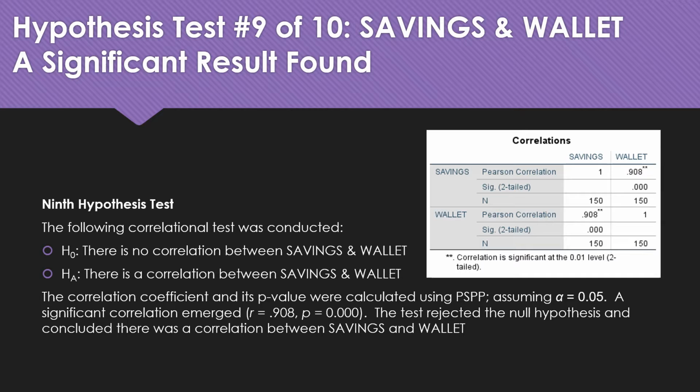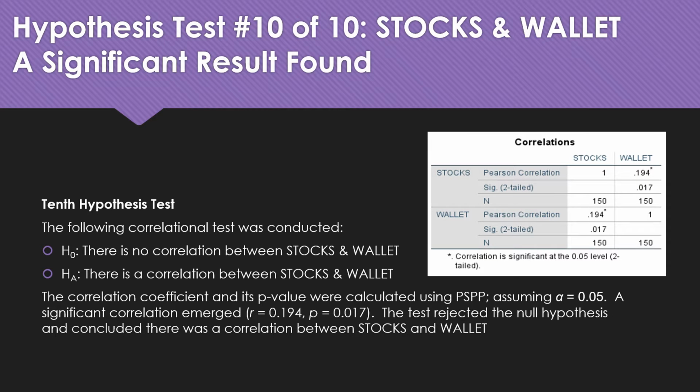The correlation coefficient and its p-value were calculated using PSPP. Assuming alpha was equal to 0.05, a significant correlation emerged between the correlation coefficient, which was equal to 0.908, and the p-value, which was equal to 0. The test rejected the null hypothesis and concluded there was a correlation between savings and wallet.